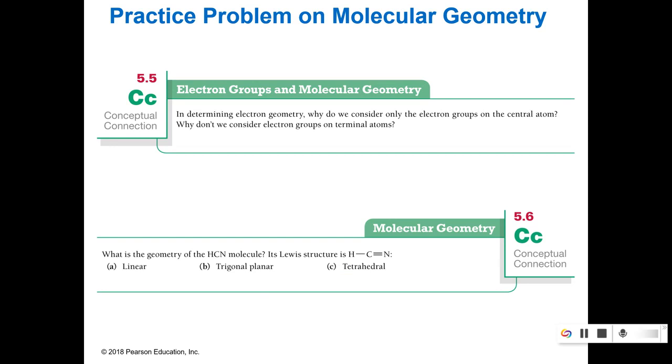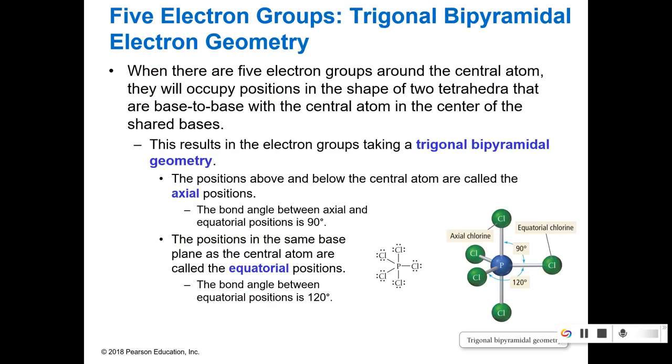So here we have an example. First thing you should always do, count electron groups. I count 1, 2. This is 2, 3, and 4. So if I only have 2 groups, I'm in the linear section.